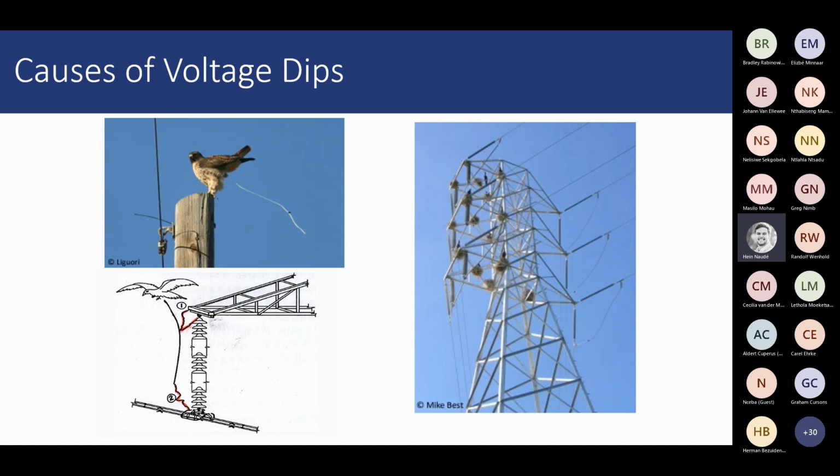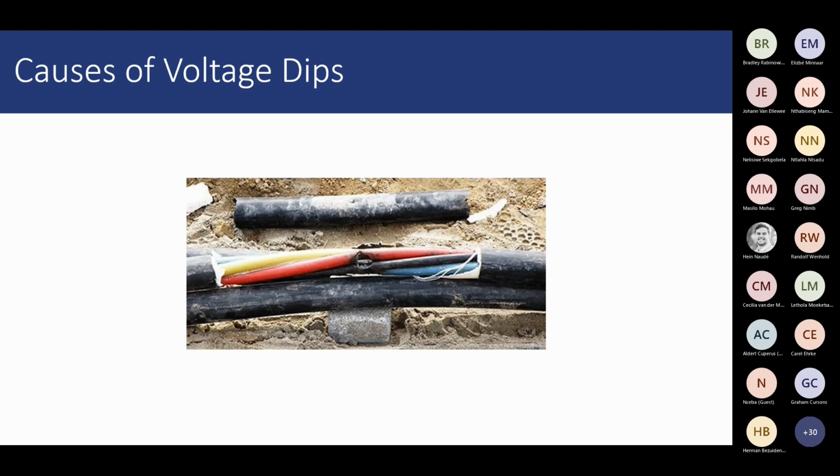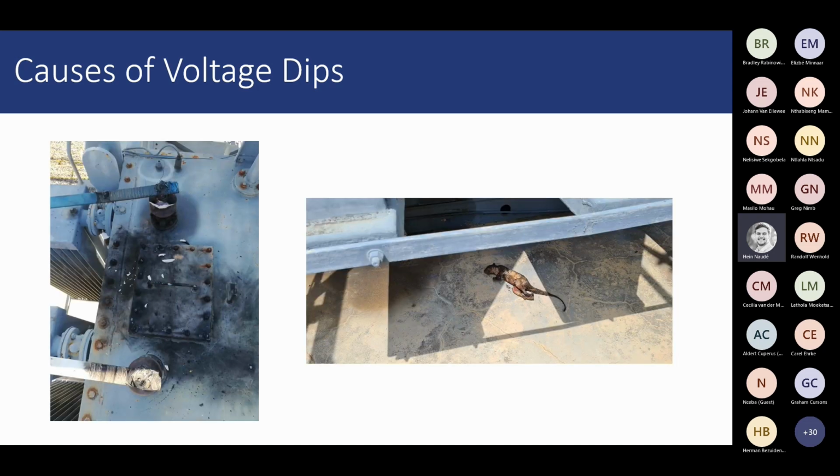Then here's an image of lightning striking an electrical network that will cause a dip, cable fault, and then an example of wildlife, a squirrel that climbed on top of a transformer, and you can see how it burned and the damage it caused, and also unfortunately to the animal as well.